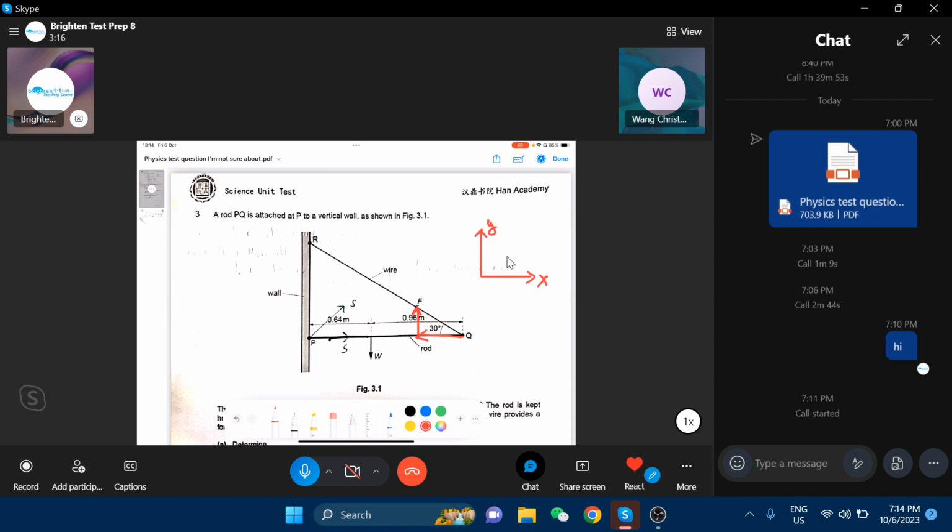So there's some force going up, right? Otherwise it wouldn't work. On the other hand, like what you said, S is now in that direction. So let's go back.